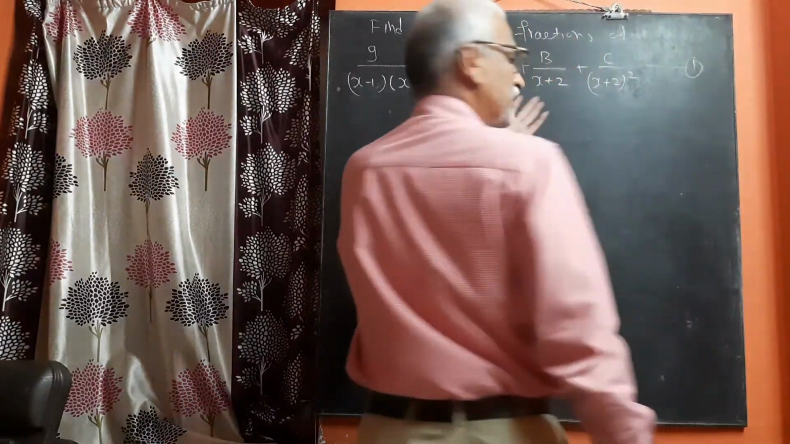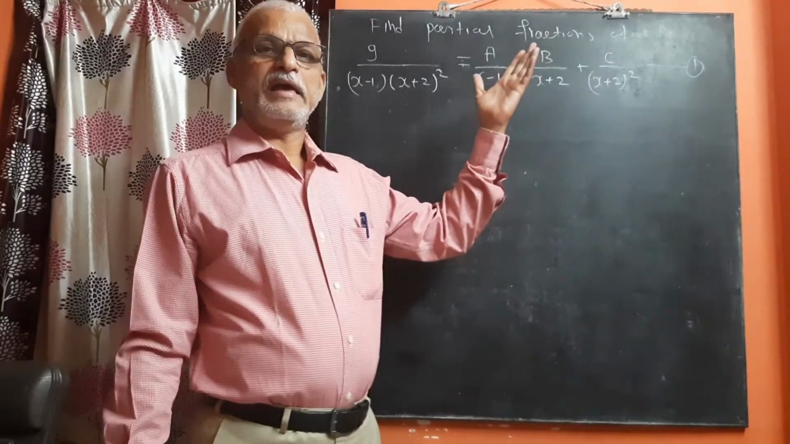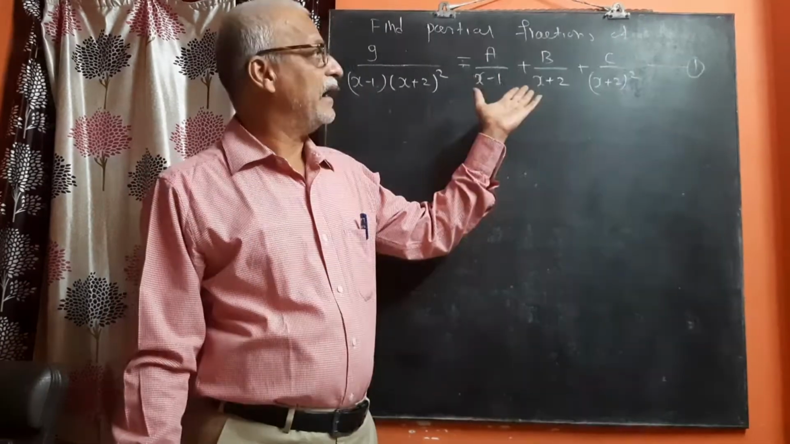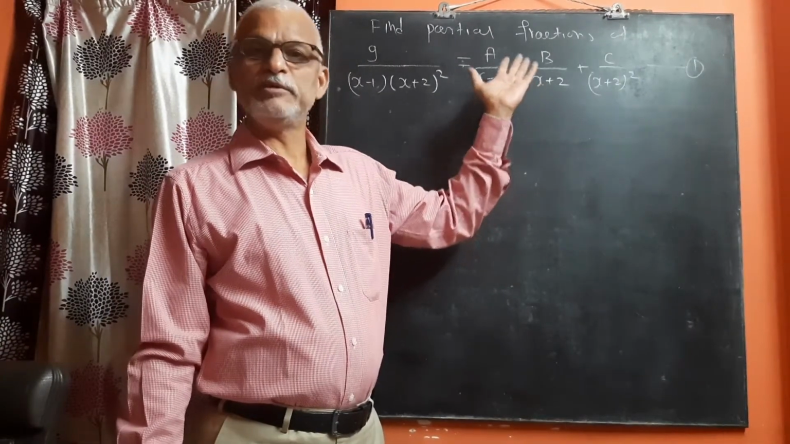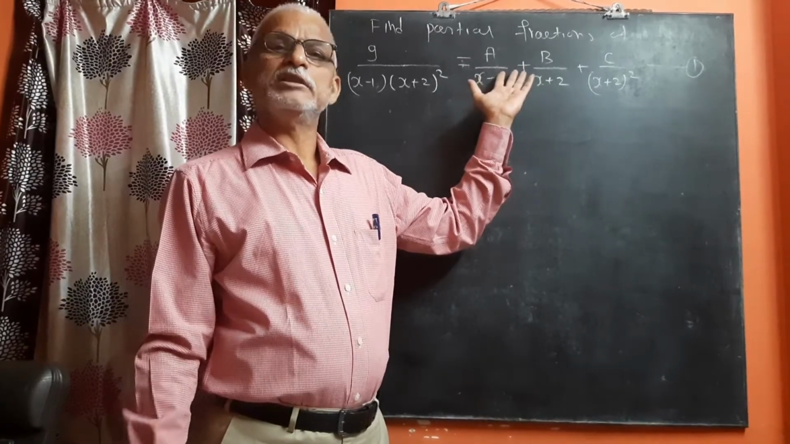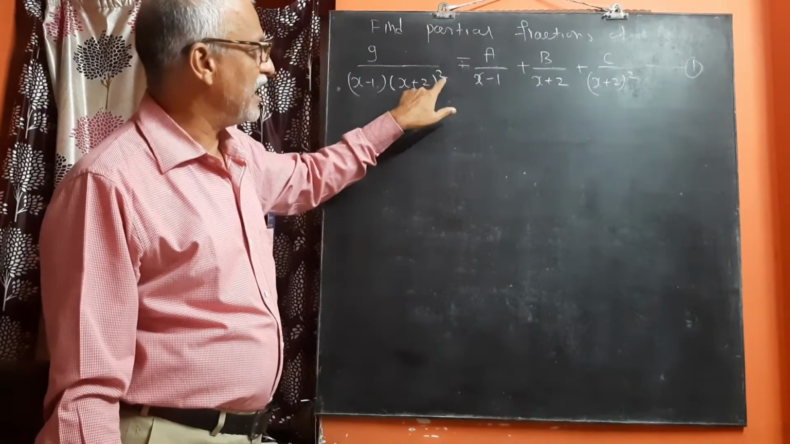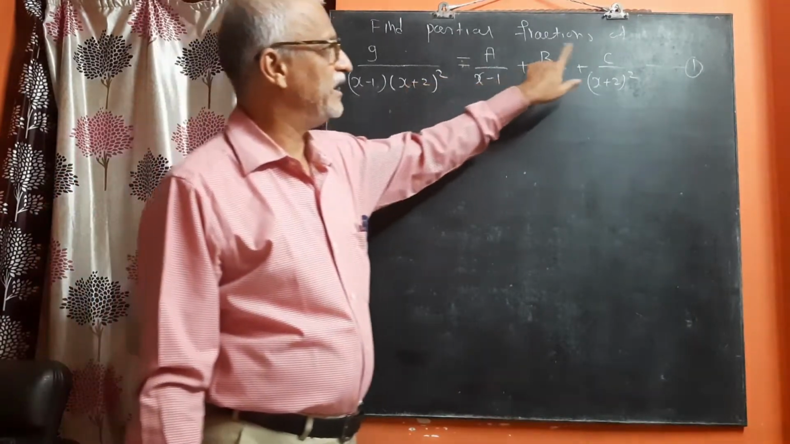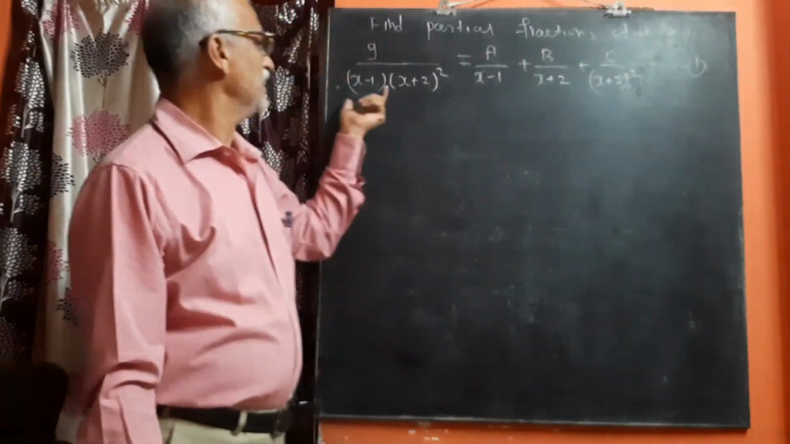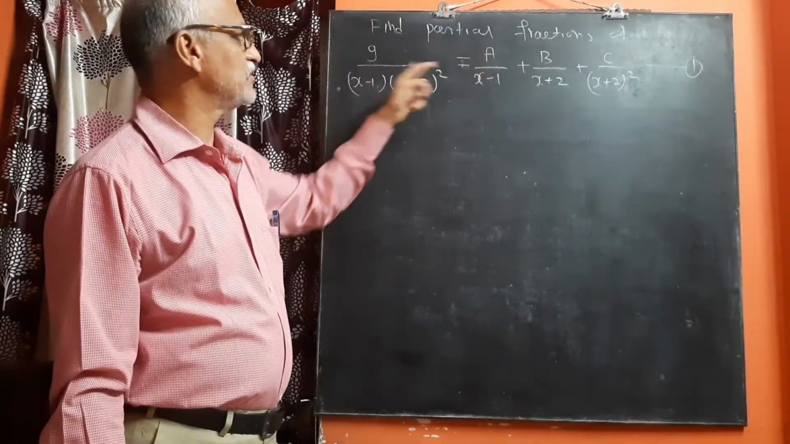I repeat again, I already discussed this in the previous lecture. Since the factor is repeated 2 times, we have to consider two constants, b and c, for that, and for the non-repeated factor x minus 1 we have to consider the constant a.